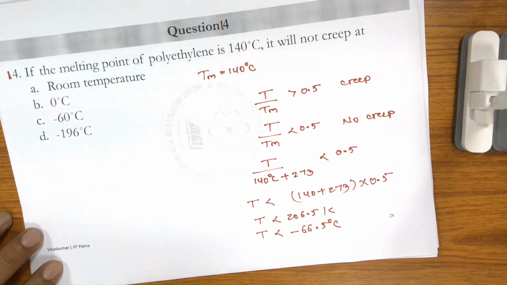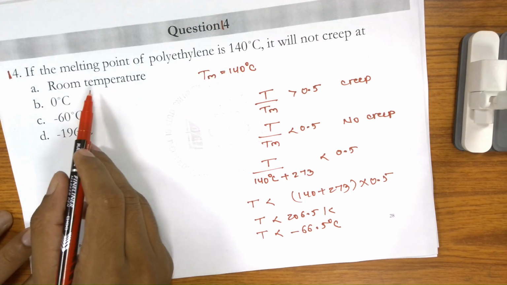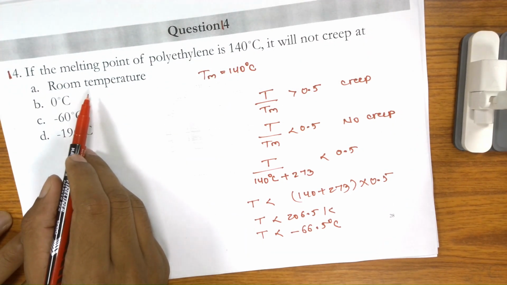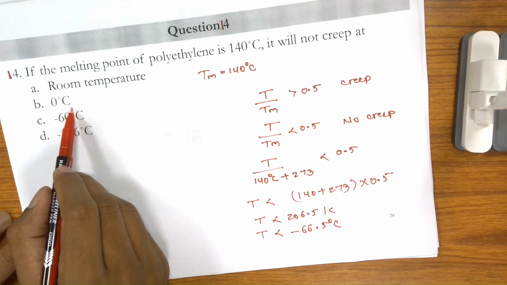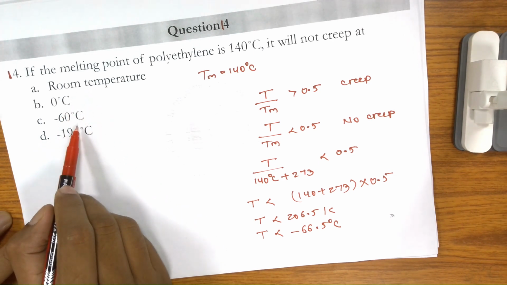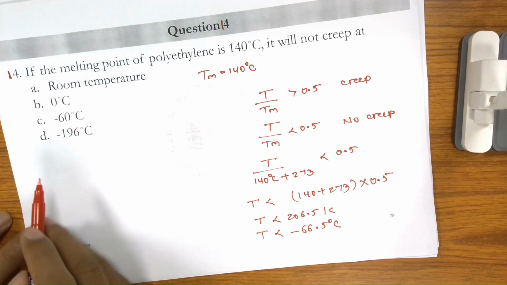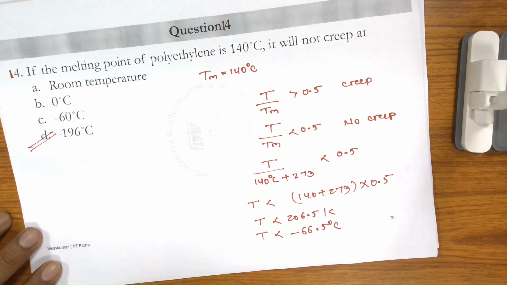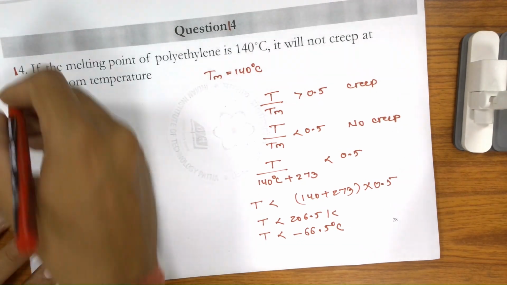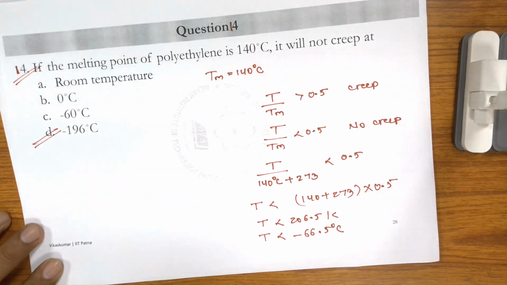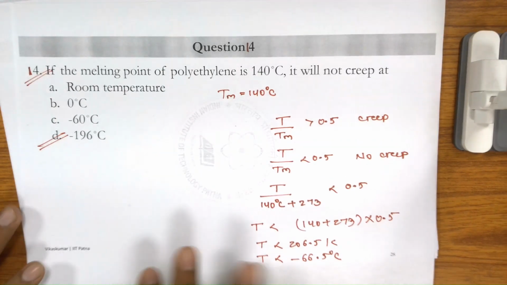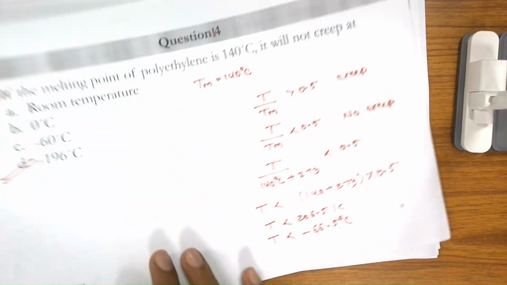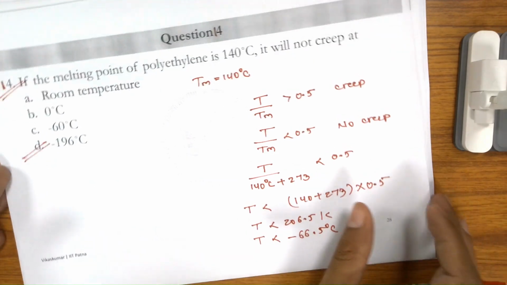Right. So it will creep at room temperature. It will creep at 0 degrees Celsius. It will creep at 60 degrees Celsius also, but it's not going to creep at 196 degrees Celsius. Right. So with that we have solved question number 14, and yeah, I don't have any other question for today.